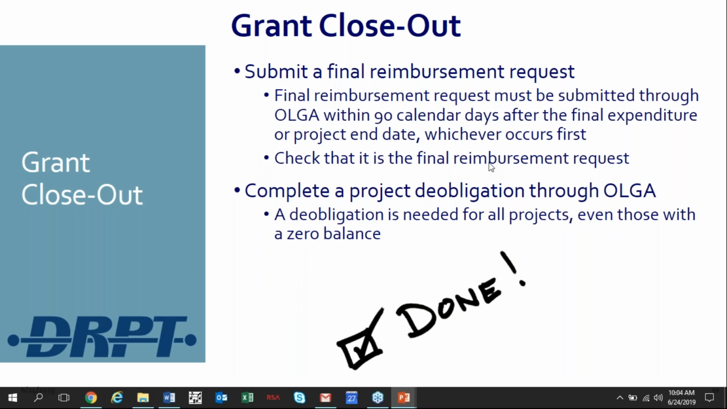Otherwise, a deobligation is needed for all projects, even those with a zero balance, and that's probably a change for a lot of grantees, as there were some small balances. DRPT could call you and do the deobligation for you, but that is no longer true, and so if you don't do it at final reimbursement, we'll have to do a deobligation through the OGA process.